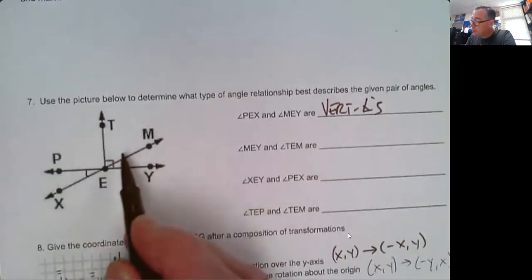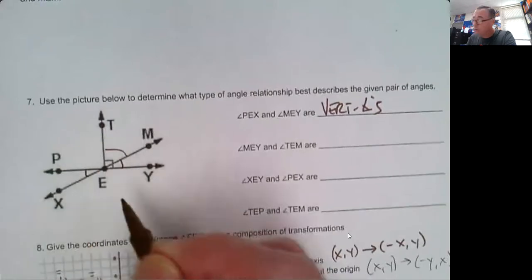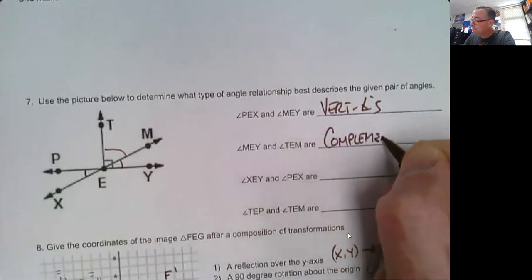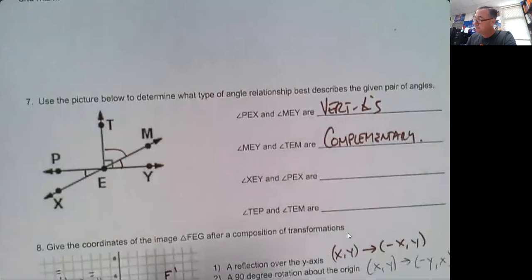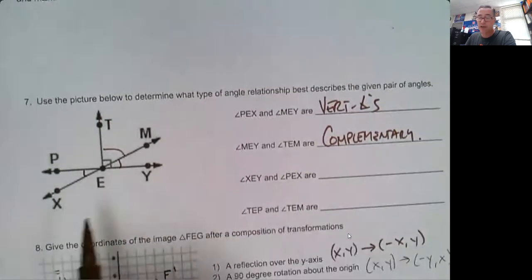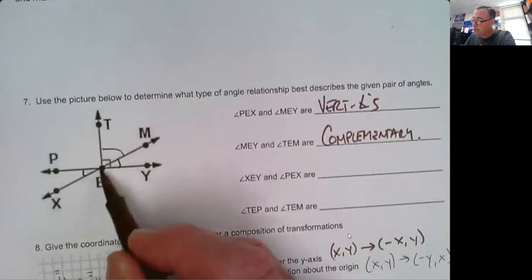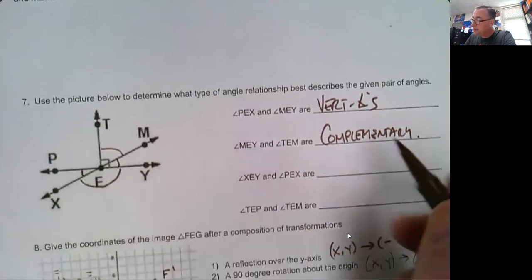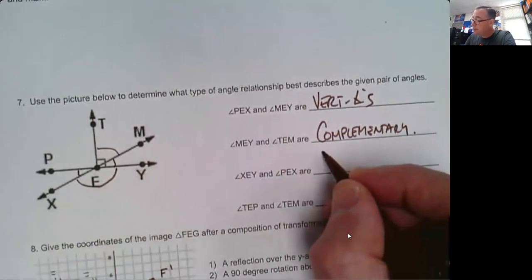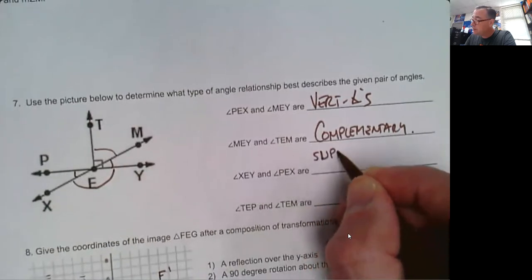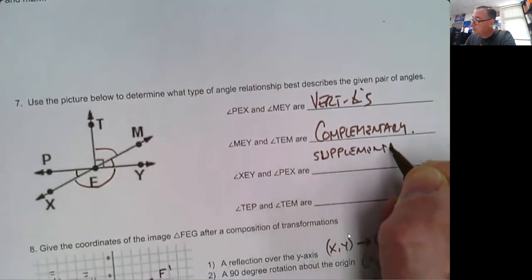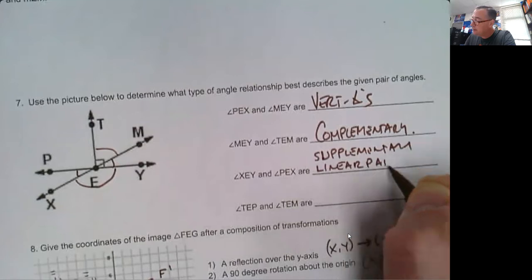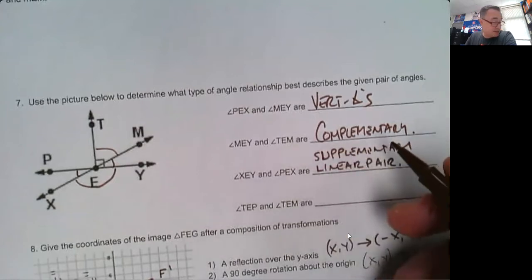MEY and TEM are right here next to each other, and they make a right angle. Two angles that make a right angle are called complementary. XEY, and by the way, if you're not used to the naming of that, that's just the order of what you put them. So XEY is this guy here, PEX is this guy here. So this and this go together to make 180 degrees, so that would be supplementary. Or they're also called a linear pair because they make a line. Complementary, you could also call them complements, which is fine.